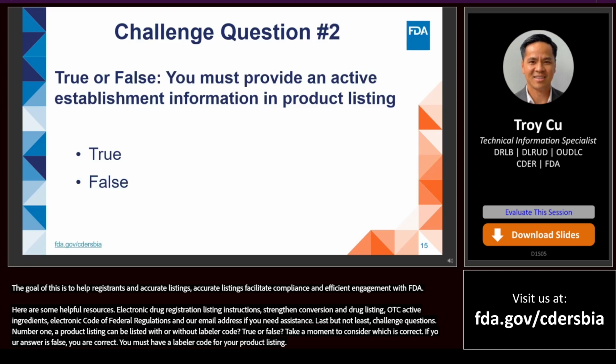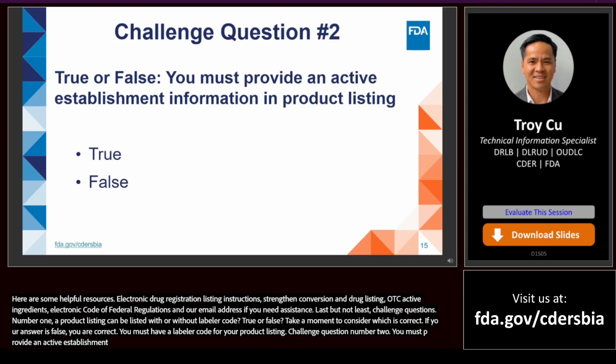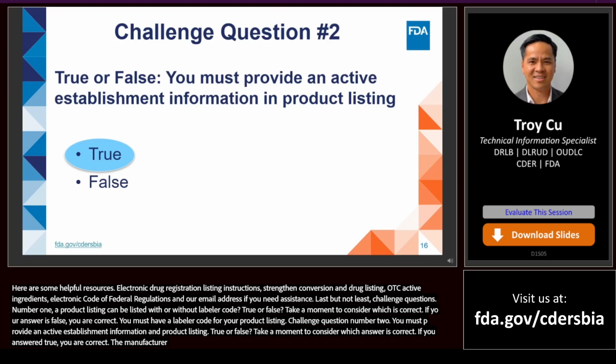Challenge question number 2. You must provide an active establishment in product listing, true or false. Please take a moment to consider which answer is correct. If your answer is true, you are correct. The manufacturer must be active in order for you to use it in your listing SPL.